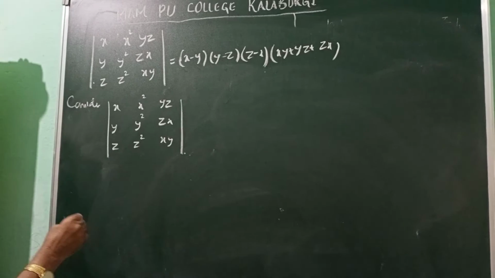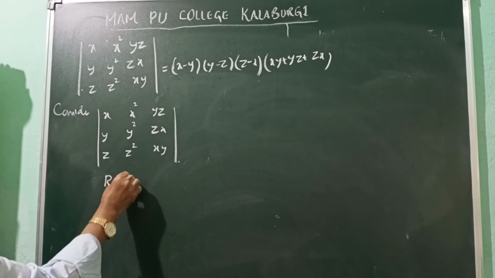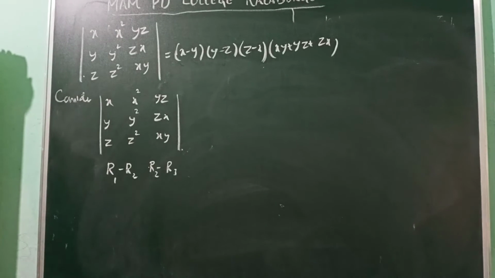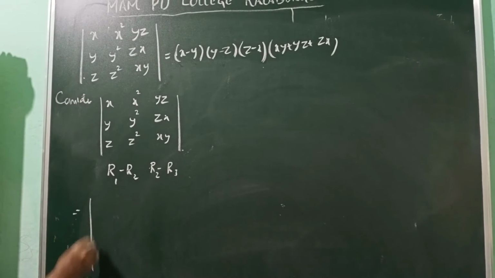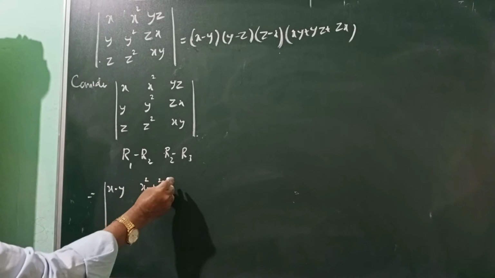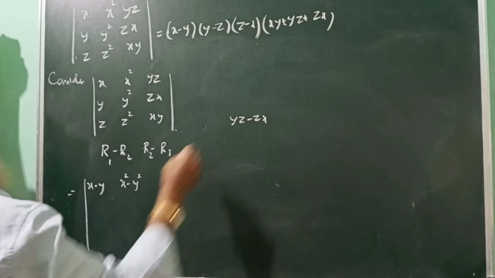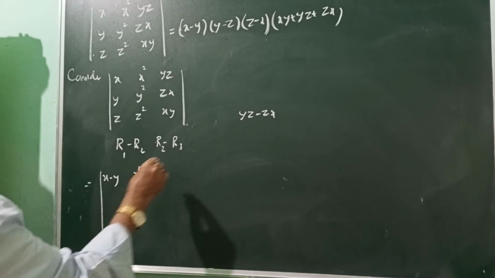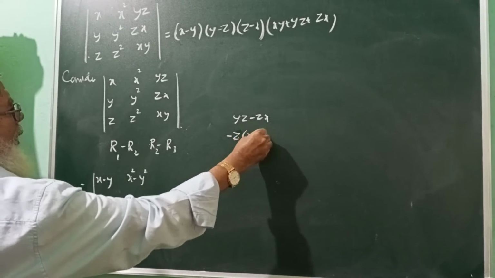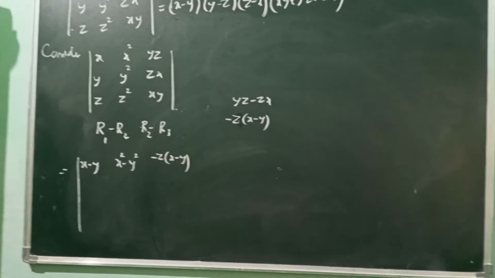Now what we do is, from the first row subtract the second row, and from the second row subtract the third. So we get x minus y, here x square minus y square, now we get yz minus zx. So we need x minus y, so we take minus z common here, x minus y we can write like this.